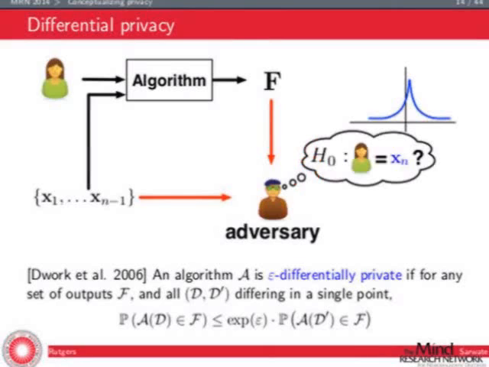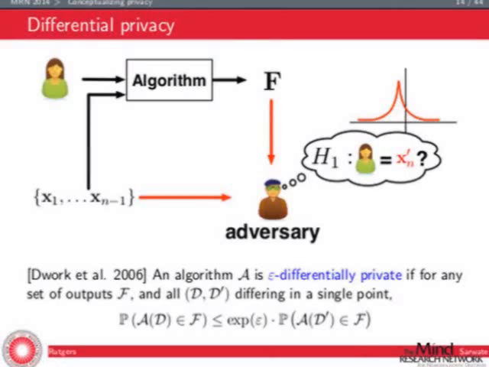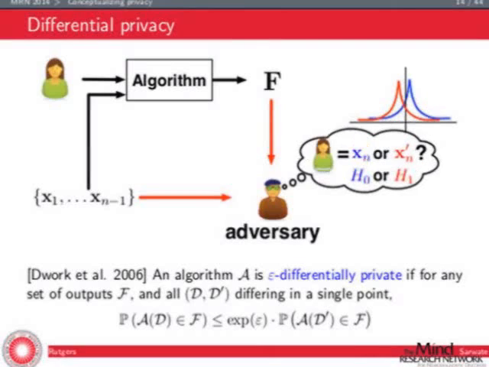But he's confused. He's not sure if her data is xn or her data is xn prime. So he's trying to do a hypothesis test or an inference between these two alternatives. So he's not sure. Is it xn or xn prime? And the goal of the algorithm is to do a good job on the computation you're trying to do while making this problem difficult. And that's what this definition guarantees. It's saying this is difficult.